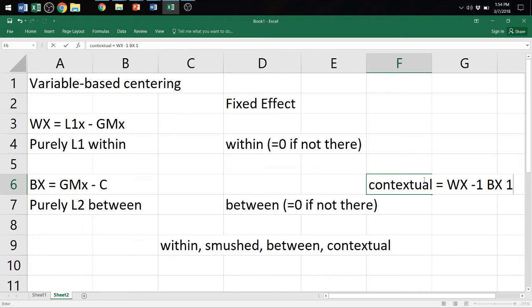Within x minus 1, between x 1. That subtracts within x from between x. That's your contextual effect. Then you've got all three. So within is the effect of having relatively more or less than your group. So being like a big fish or a small fish in a little pond or a big pond, that kind of idea. Between is the effect of the size of the pond, the group characteristic. And the effect of the group characteristic after controlling for the individual is contextual.